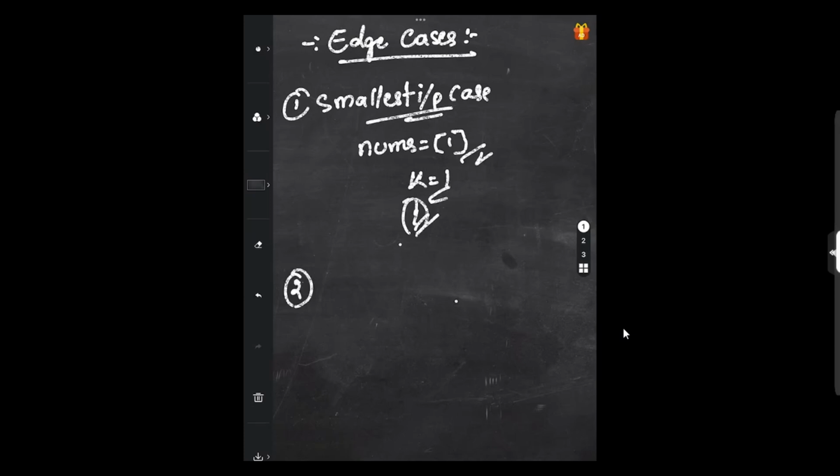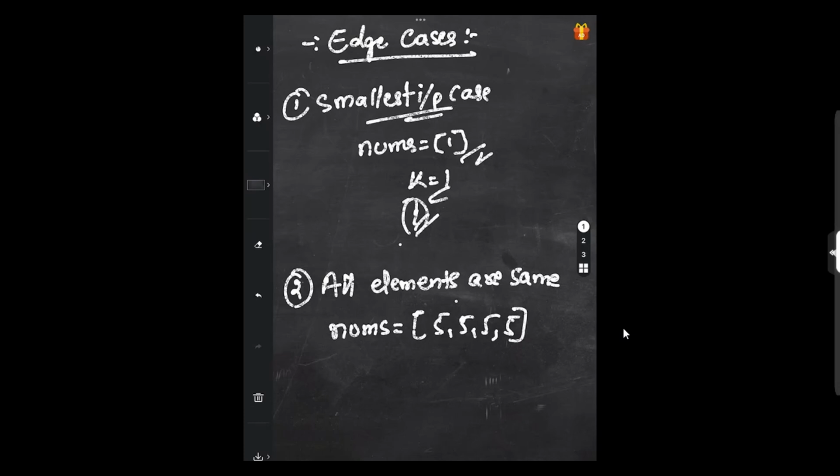Next, let's move on with the second edge case, where all elements are same. Let's consider nums where all the elements are the same, with k equals 2, and the output will be 5 in this case. This is fine. This is for the second edge case, the condition where all elements are same.